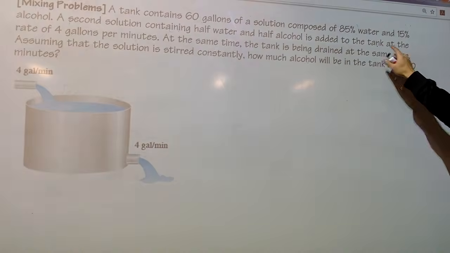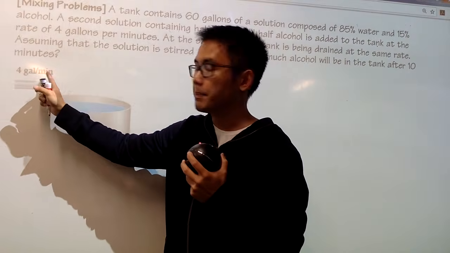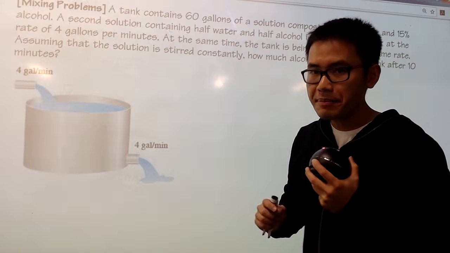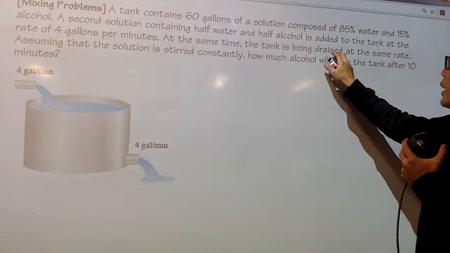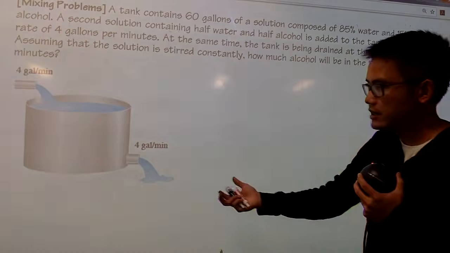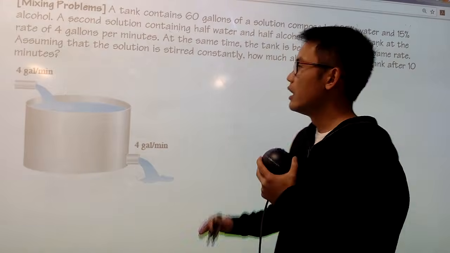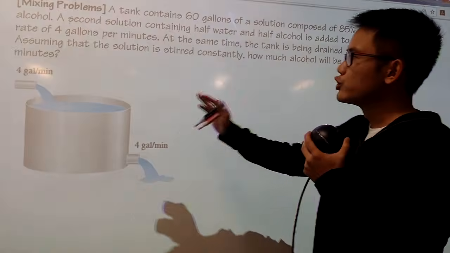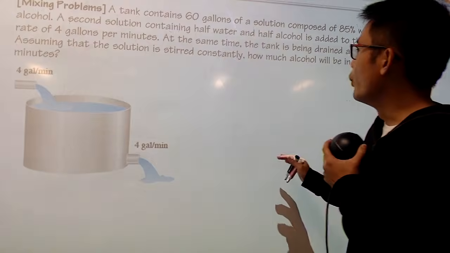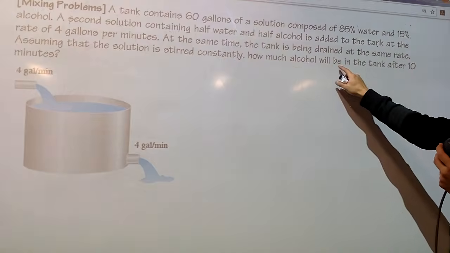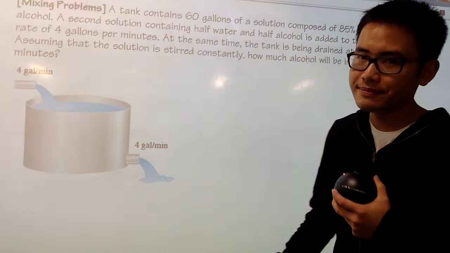It says that the second solution is going into the tank at the rate of 4 gallons per minute. At the same time, this tank is being drained, right? It says right here it's being drained at the same rate, so you can see from this picture, it's 4 gallons per minute going out as well. Now, the question is, assuming that the solution is well stirred in the tank, we are trying to find out how much alcohol will be in the tank after 10 minutes.